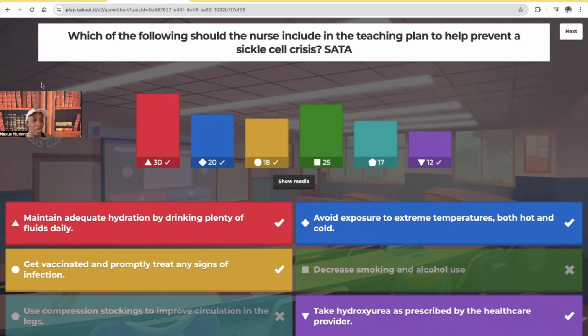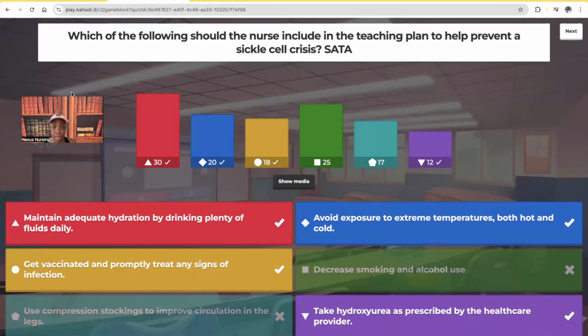Maintain adequate hydration. Drink plenty of fluids. Everyone should have chosen this, right? One of the best ways to prevent sickle cell crisis is being adequately hydrated, because dehydration causes what? Yes, those cells to sickle and clump up. So you're going to teach that patient to always walk around with a water bottle and always sip on water. If they're exercising, if they're in the heat, they need to drink even more fluids. We need to avoid dehydration at all costs.